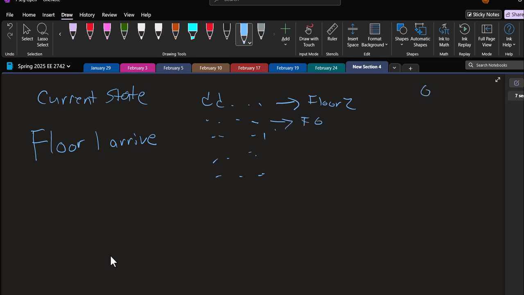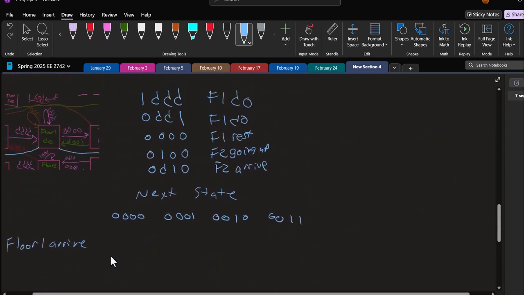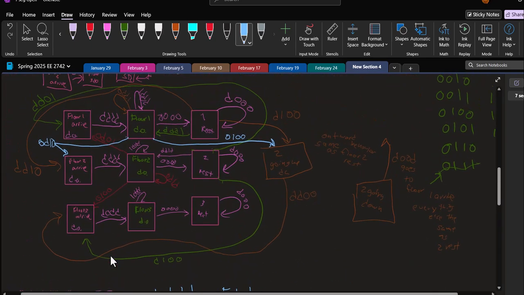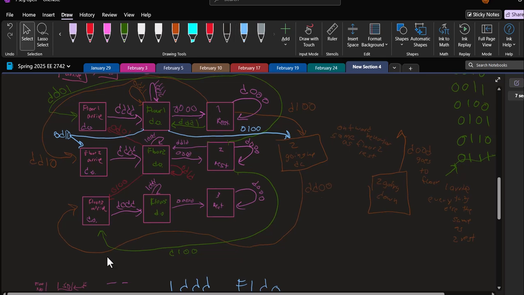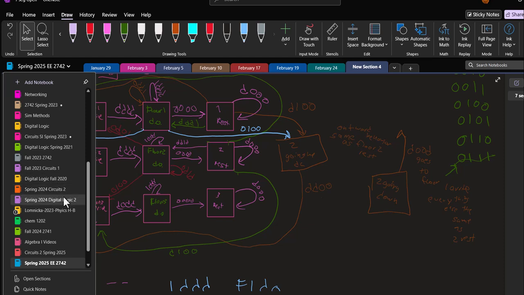Yeah. And then you would do that for each of the states. How many states do we have? I think it's 11. Yeah, 11. I feel like we're missing something. Let me see. No, it was slightly different last year, so that could be what it is. Let me find Digital Logic Spring 2024. And it does not look like I have it.